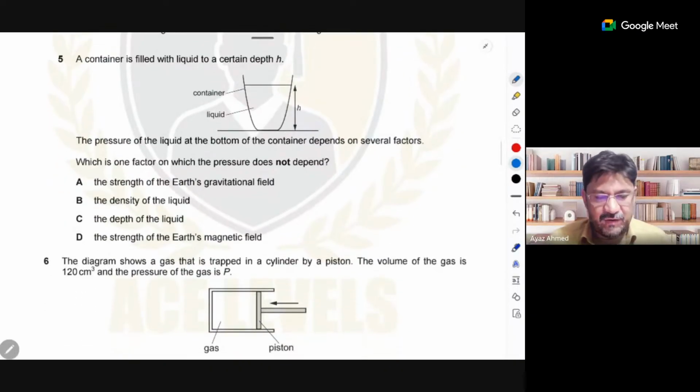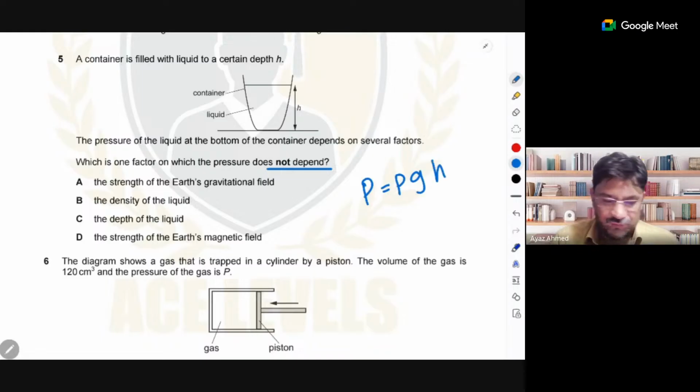Then a container is filled with a liquid to a certain depth. The pressure of the liquid at the bottom of the container depends upon several factors. Which of the following factors does the pressure not depend upon? You have to figure that out. You know that pressure is equal to rho, G, and H. So whichever is not here, you will exclude. G is here, density is there, depth is there. The strength of the magnetic field is not here. So this is the right option. You got the point?